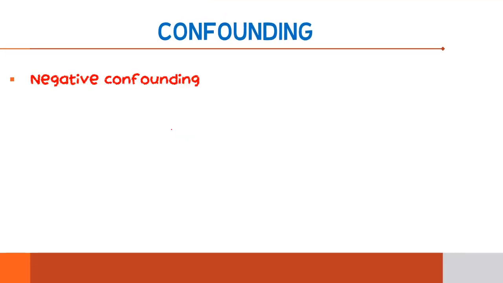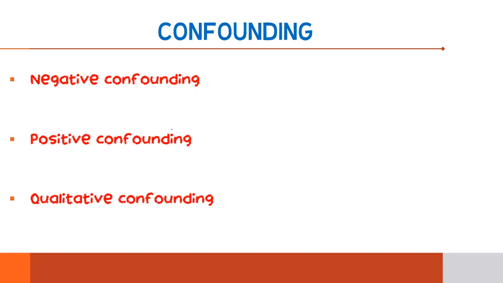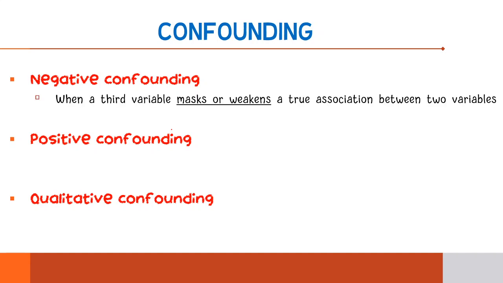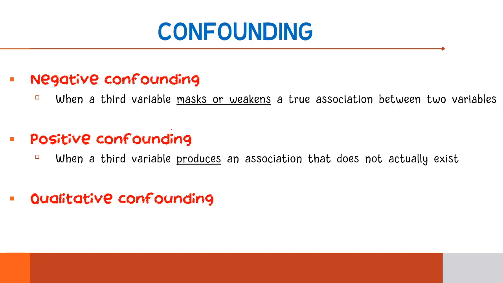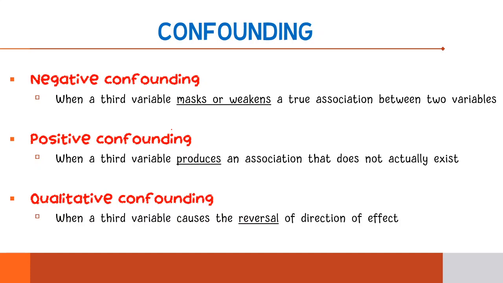Now, there are actually three types of confounding: the negative confounding, the positive confounding, and the qualitative confounding. Negative confounding is when a third variable masks or weakens a true association between two variables, meaning it underestimates the effect. Positive confounding is when your third variable produces an association that does not actually exist. In other words, it actually overestimates the effect. Now, with regards to qualitative confounding, it is when your third variable causes a reversal of direction of effect.